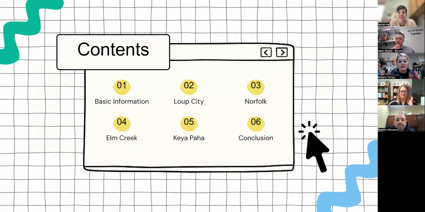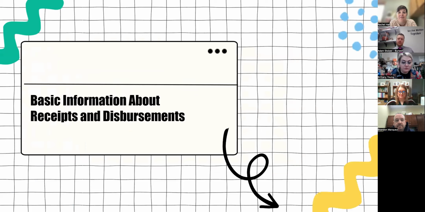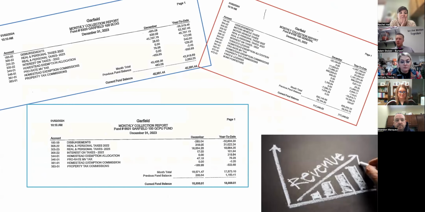So the contents, it's pretty straightforward. Basic information, and then we actually went in and dove into some of our school districts. And then there's a conclusion at the end that talks about what we got from all of it. The first part is the basic information about receipts and disbursements. Adam, if you want to talk about this a little bit.